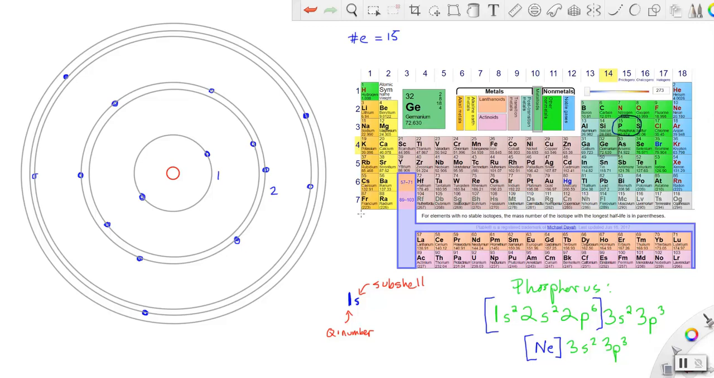So we could see then, well, once you get to the D shell, it does get a little weird, I have to say.